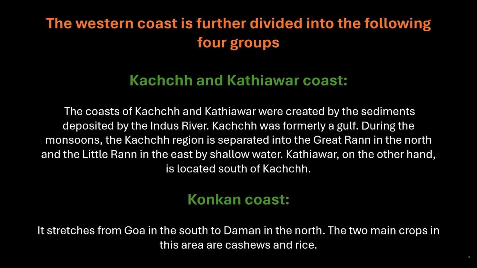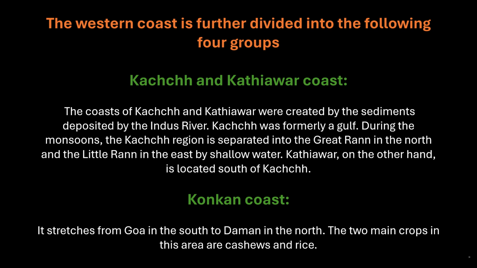Kutch and Kathiawar Coast. The coasts of Kutch and Kathiawar were created by the sediments deposited by the Indus River. Kutch was formerly a gulf. During the monsoons, the Kutch region is separated into the Great Rann in the north and the Little Rann in the east by shallow water. Kathiawar, on the other hand, is located south of Kutch.